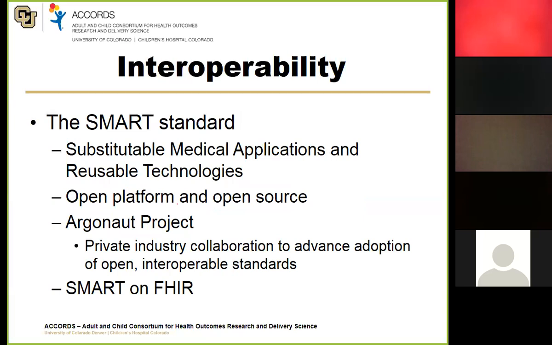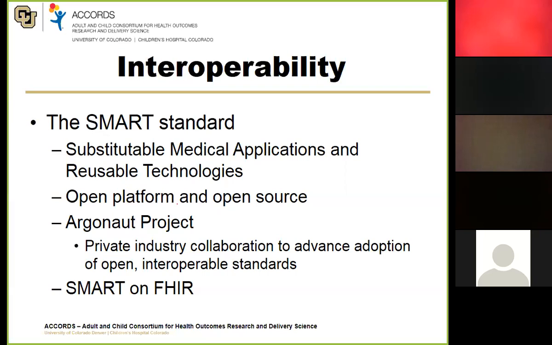Some things that you're going to run into when doing work in this area is the SMART standard. SMART stands for Substitutable Medical Applications and Reusable Technologies. The idea is that you want to build something that's well suited to work across systems, not one-off solutions that are off in the corner and never used again after the next upgrade, whatever type of upgrade that may be. It's open platform and open source.